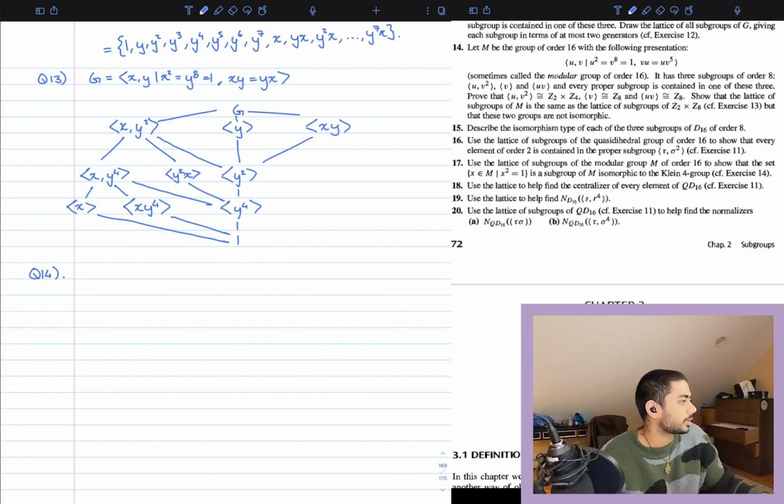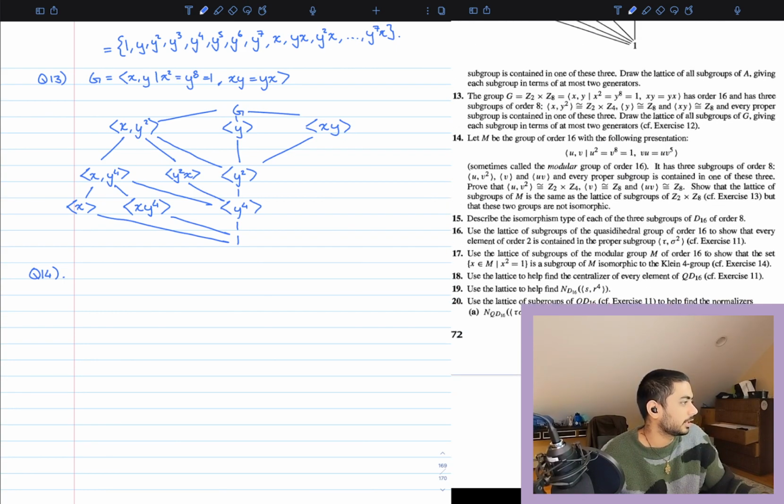Show that the lattice of subgroups of M is the same as the lattice of subgroups of Z mod 2 cross Z mod 8, as in the one from the previous question, but that these two groups are not isomorphic.